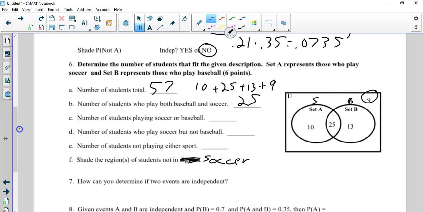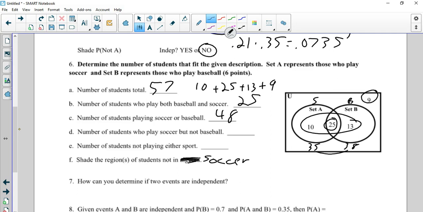Number of students playing soccer or baseball. You gotta be careful. Remember, there's 35 playing soccer, and there's 38 playing baseball. You cannot add just those two numbers because these people would be counted twice. If you're trying to figure out who plays one or the other, you have two choices. You can add these two and subtract 25, or just add these three, and you get 48.